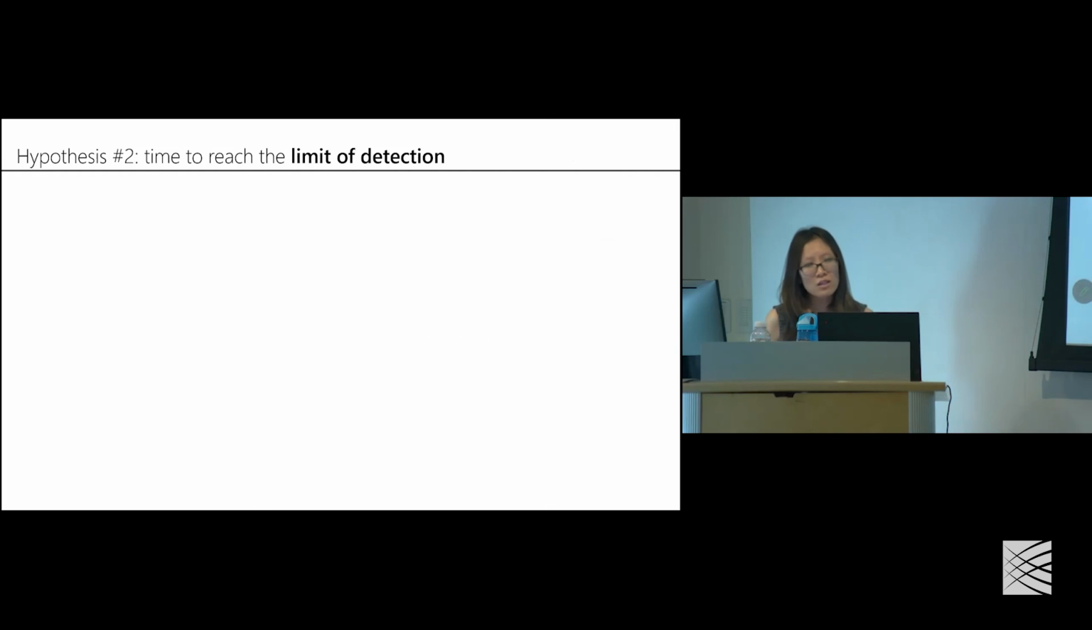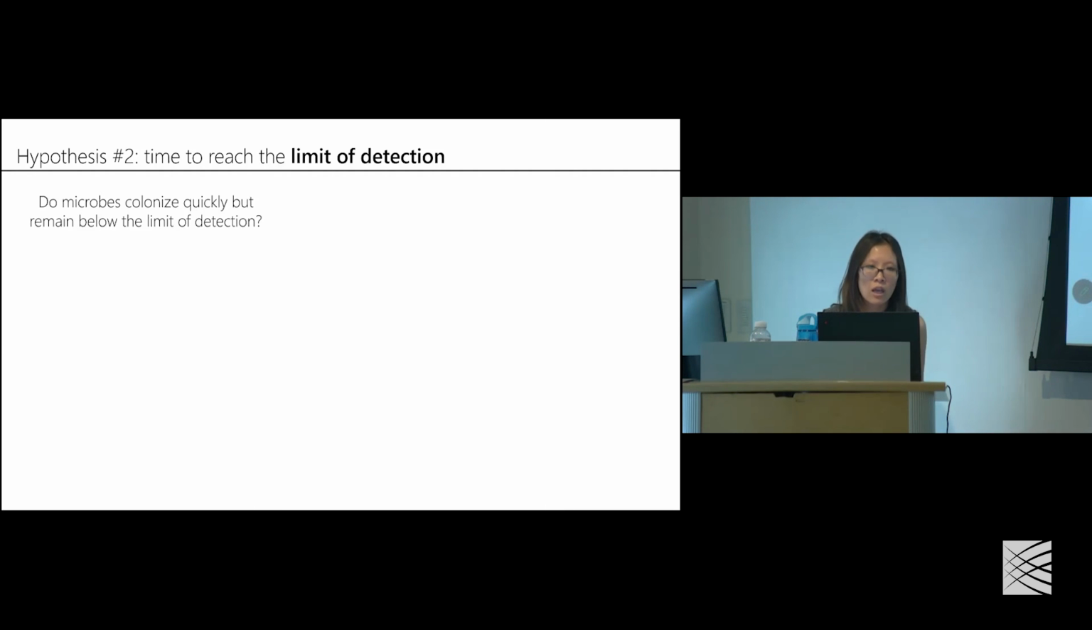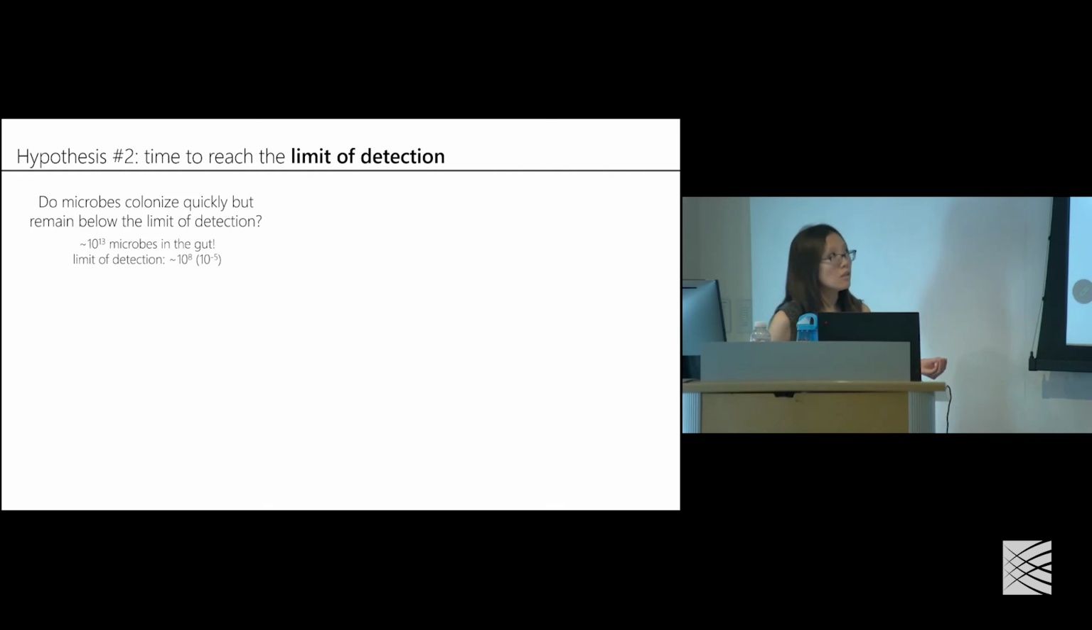All right, another possible explanation is that these delays that we observe just represent the time it takes for a new colonizer to reach the limit of detection. Perhaps microbes actually enter very quickly after antibiotics, but then they're just growing below the limit of detection for a long time. This is important to think about. There are a lot of microbes in the gut, and we are only able to detect populations that are already quite large.